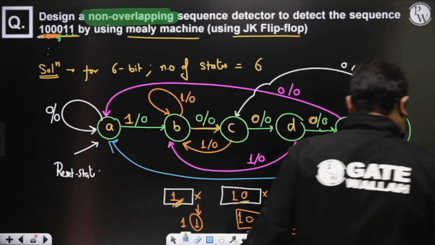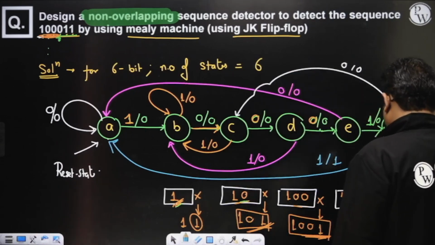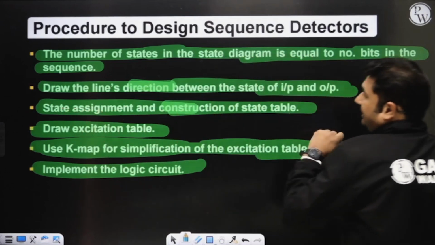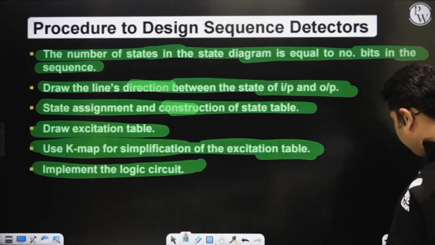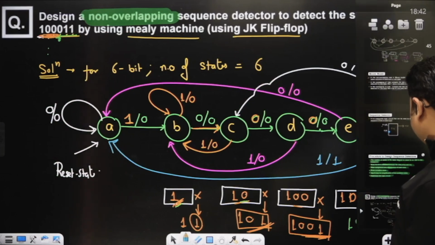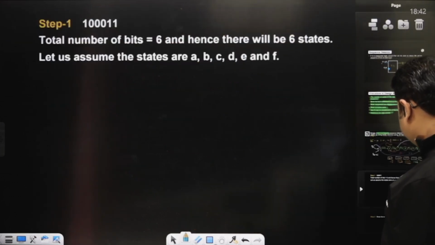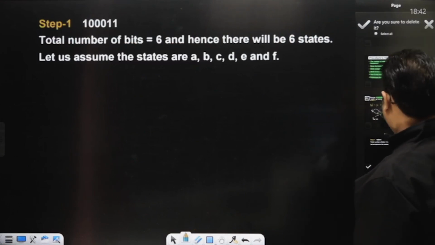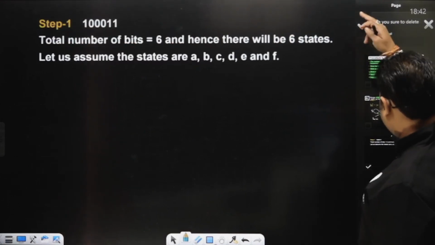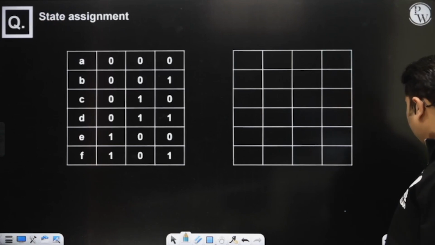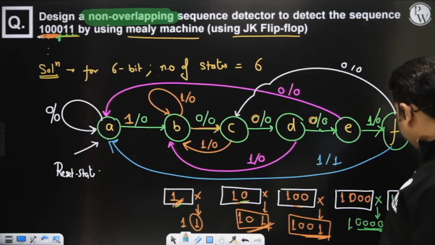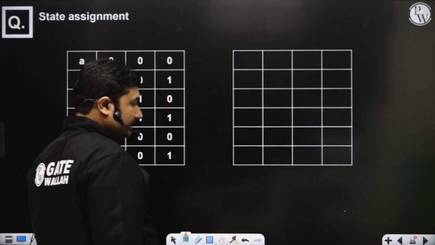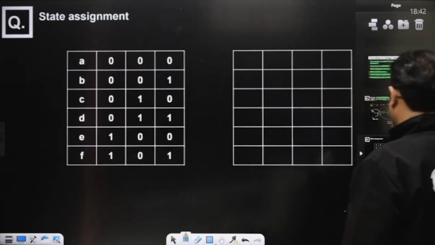From this state diagram, the next step is state assignment and construction of a state table. So now I am going to assign the states and construct a state table. Please observe here. Now I am going to give the state assignment and construct a state table. So how to assign the states? Please observe how to assign a state.